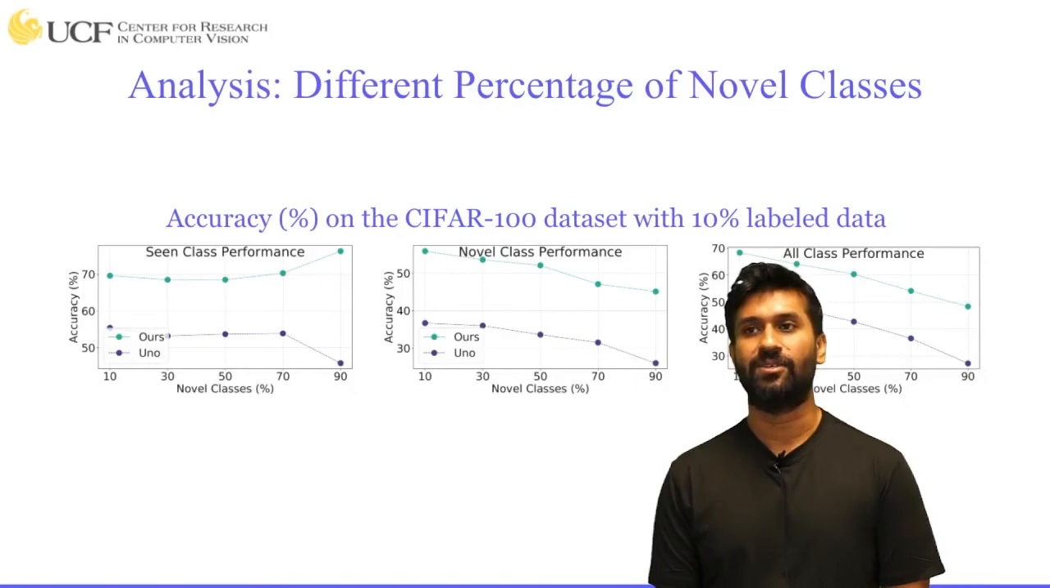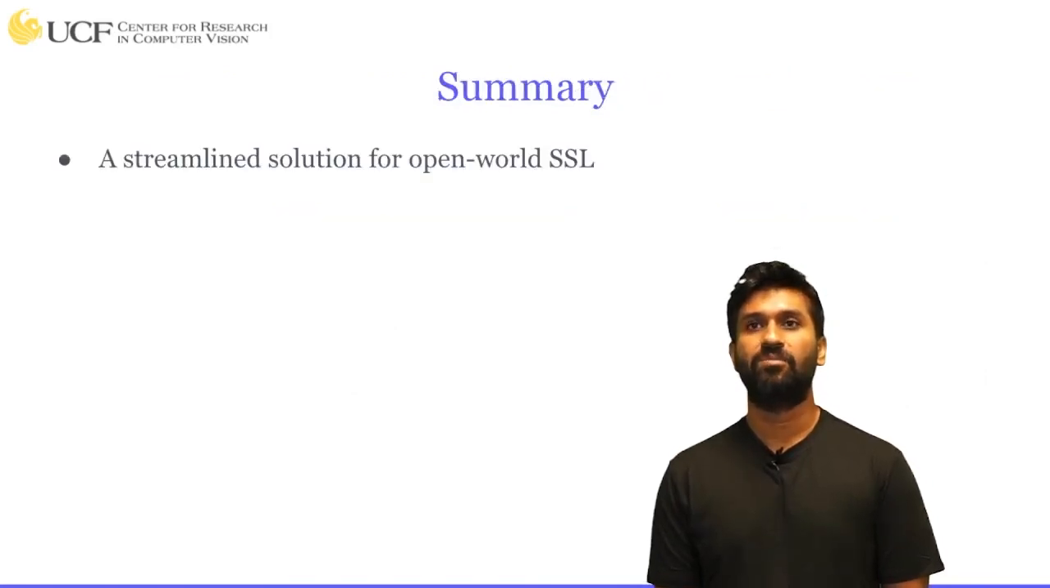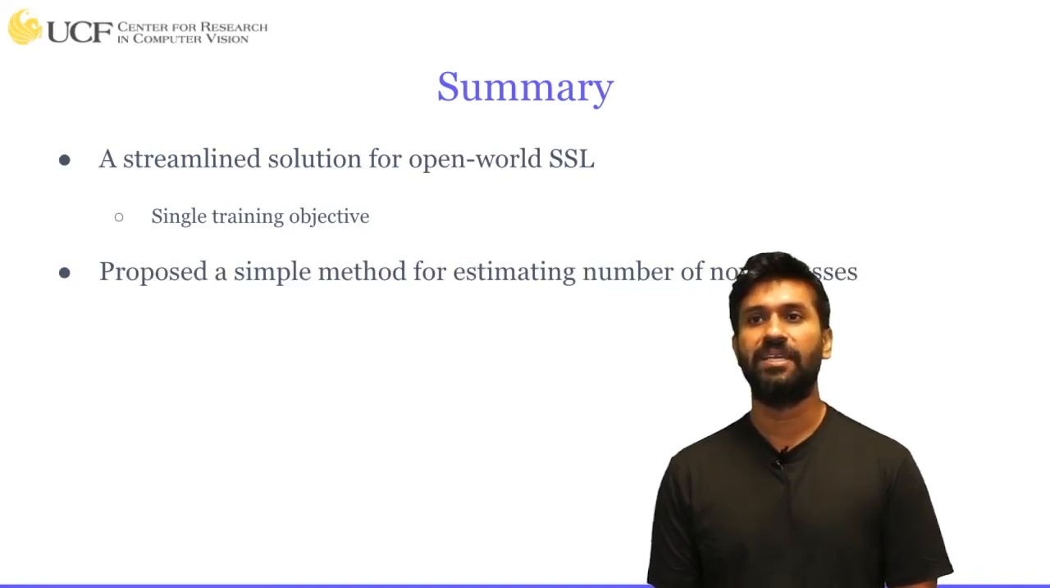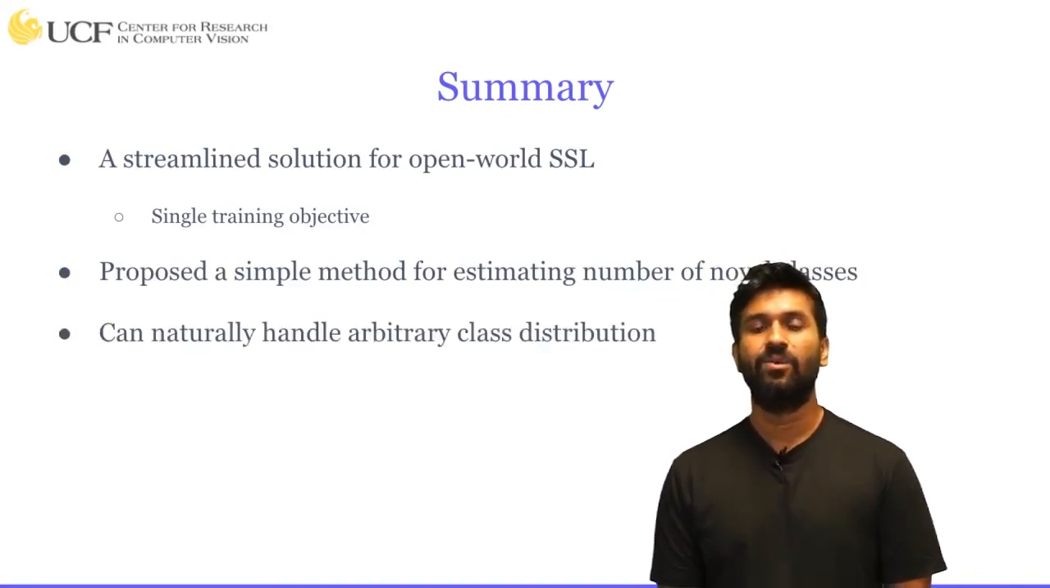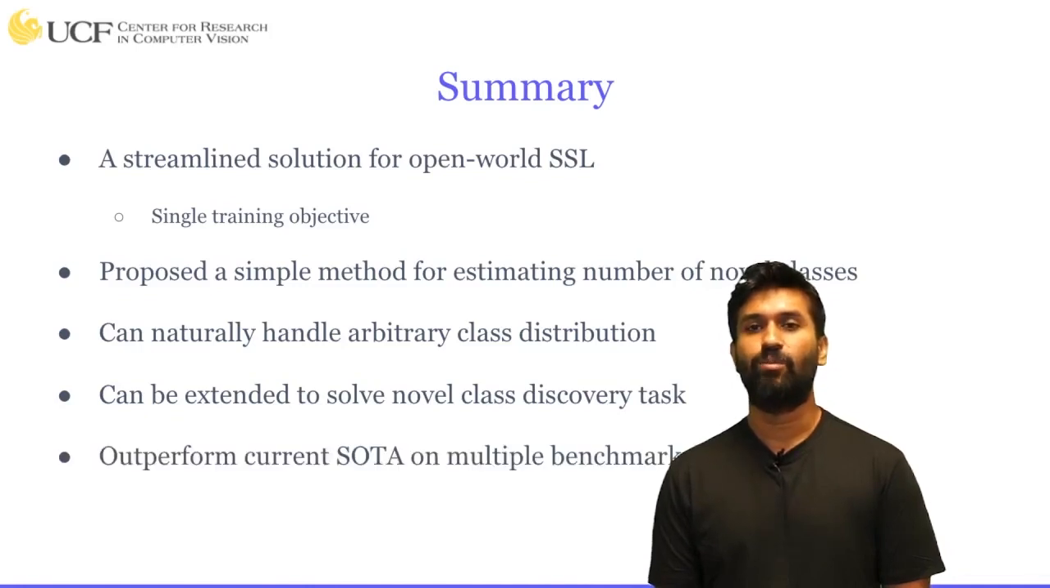So in summary, in this work, we propose a streamlined solution for open-world semi-supervised learning where we are using a single training objective. We proposed a simple method for estimating the number of novel classes. We can naturally handle arbitrary class distribution, and it can be extended to solve the novel class discovery task as well. And our method outperforms the current state of the art on multiple benchmark datasets.